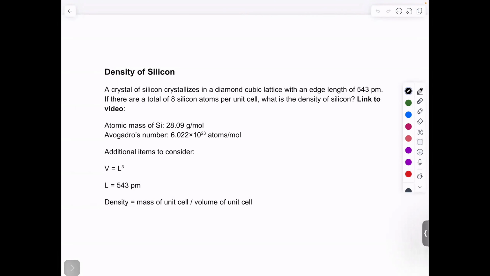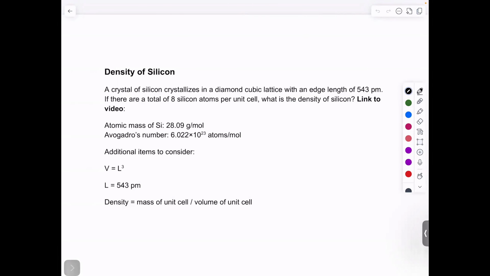And they say it crystallizes into a diamond cubic lattice, which is what you've been dealing with here in this particular section. And they have 543 picometers given. That's very, very tiny. Remember, a picometer is 10 to the negative 12 meters. Then they give us that we have 8 silicon atoms per unit cell.